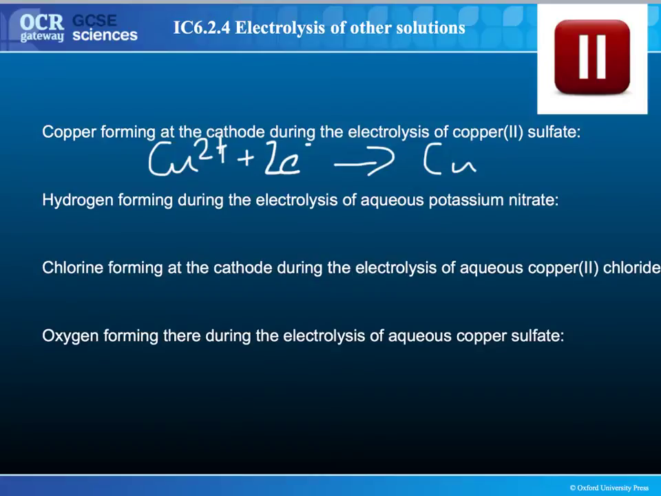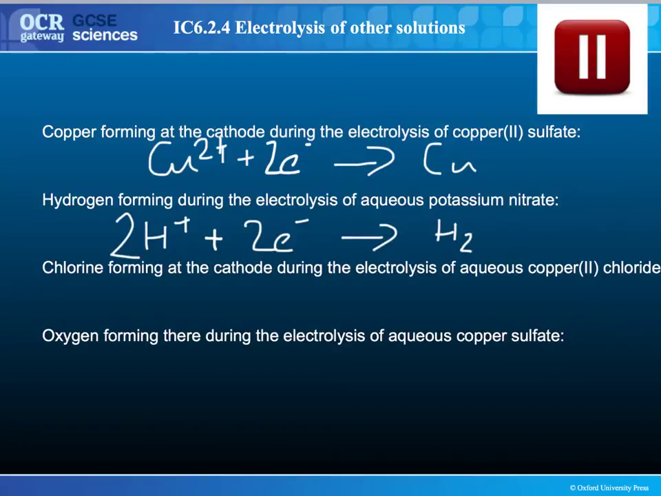Hydrogen forming during the electrolysis of aqueous potassium nitrate. We've got our hydrogen ion forming our hydrogen gas. Our hydrogen ion, there is one of it, and there are 2 atoms in the diatomic hydrogen gas. So we add a 2 in there, that tells us that we have 2 electrons, and because this is a positive sign, we're adding those electrons in. Putting in state symbols, hydrogen ion and copper ion in both these examples will be aqueous, copper metal will be a solid, and hydrogen gas would obviously be a gas.